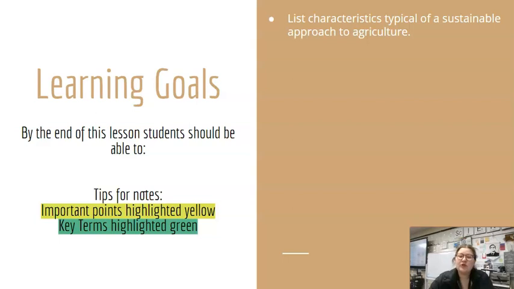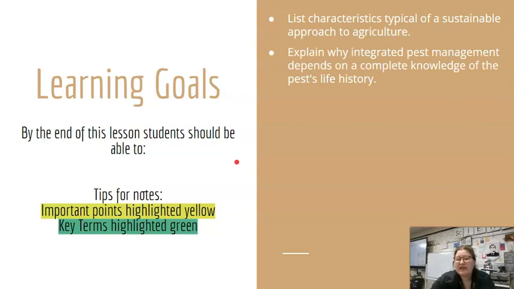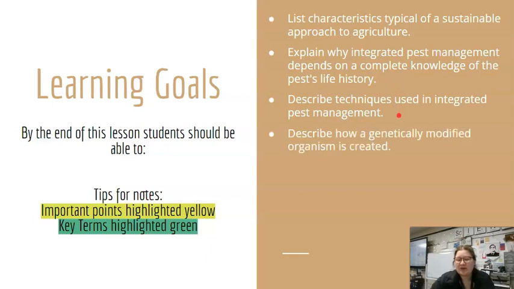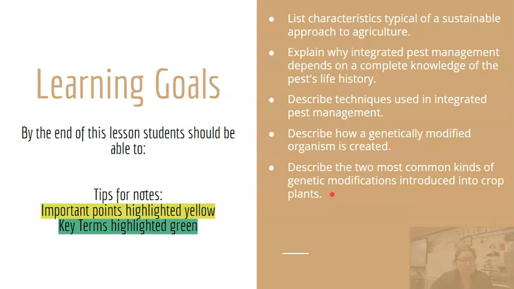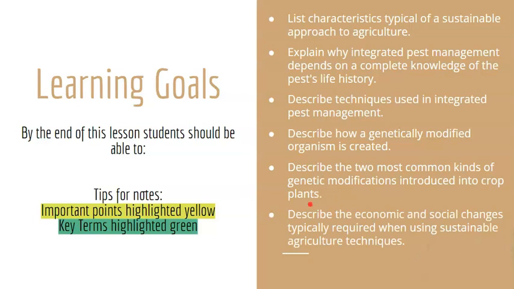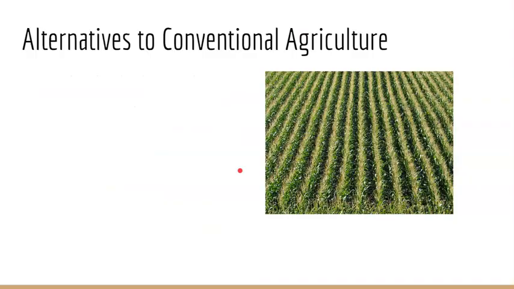Learning goals. You should be able to list characteristics typical of a sustainable approach to agriculture. Explain why integrated pest management depends on complete knowledge of the pest life history. Describe techniques used in integrated pest management. Describe how a genetically modified organism is created. Describe the two most common kinds of genetic modifications introduced to crop plants, and then describe the economic and social changes typically required when using sustainable agricultural techniques.